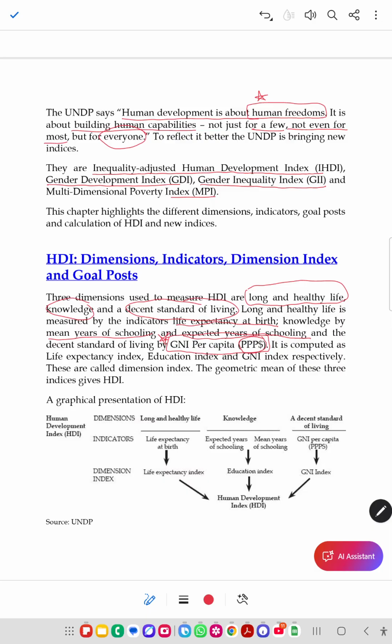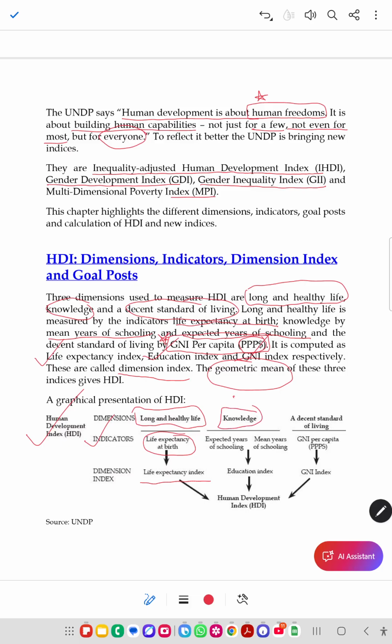It is computed as life expectancy index, education index, and GNI index respectively. These are called dimension indices. The geometric mean of all these three indices gives HDI. A graphical representation of HDI is as follows. Human Development Index, a long and healthy life. This is the dimension. What are the indicators? Life expectancy at birth. The dimension index is the life expectancy index.